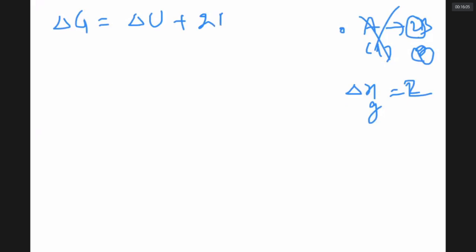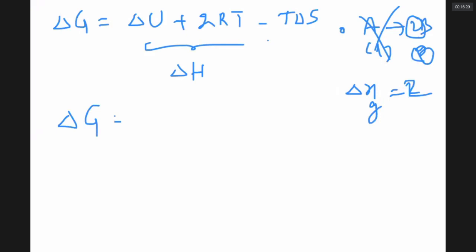This is the delta H value. Delta G is equal to delta H minus T delta S. Agreed? Now they want to know delta G. What is delta U they gave? Let us see. Delta U value they gave as 2.1 kilocalories, delta S is 20, temperature is 300.